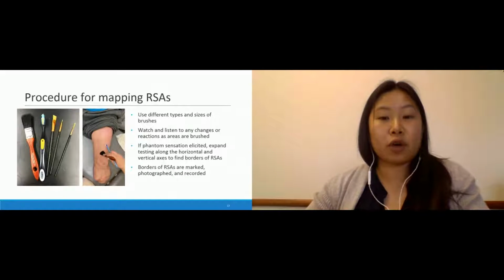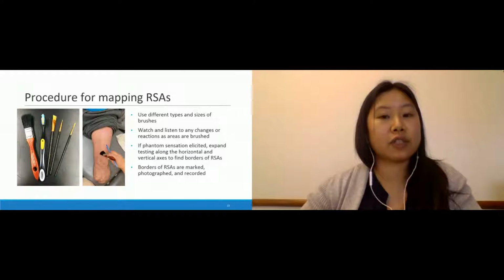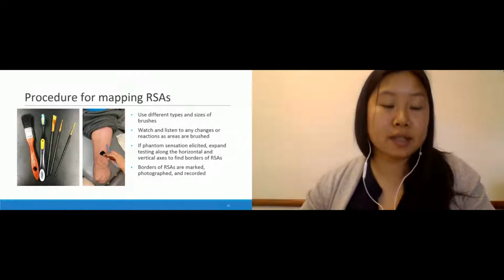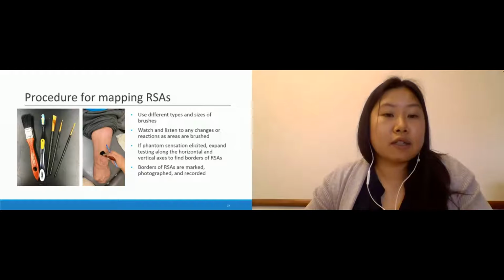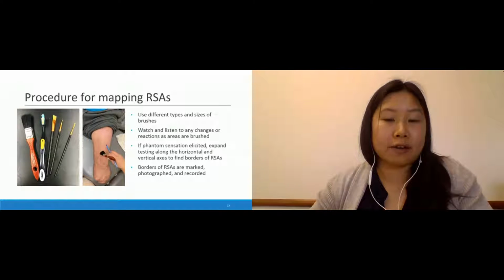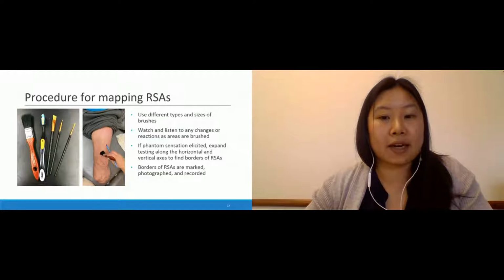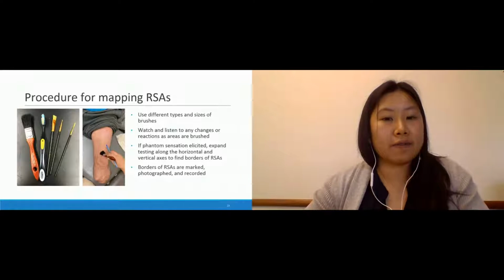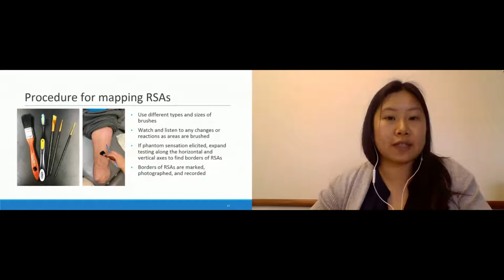I think it's really important throughout the whole process to be cognizant of the individual's changes in behavior or reactions, as that may indicate that there's been an elicitation of phantom sensation. If phantom sensation is elicited, we will hone in on that area and try to define the borders of that referred sensation area. Once these borders are found, we'll mark, photograph, and record these areas for our future references.